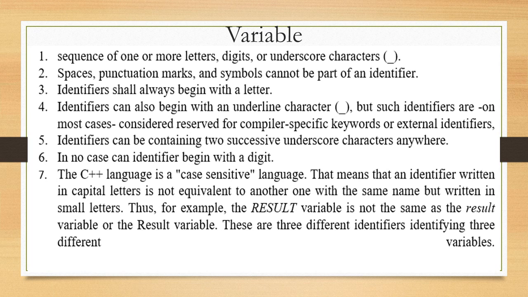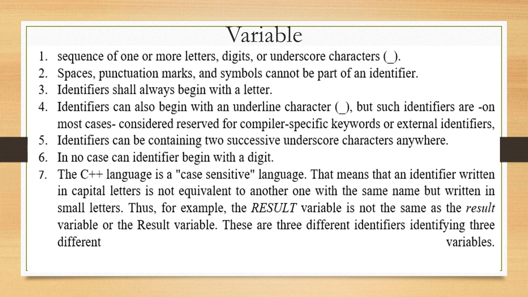What this one is telling us is that a variable or an identifier must contain a sequence of one or more letters. What we mean by letters here is any alphabet A to Z, either in uppercase or lowercase. Then digits refer to 0 to 9, any number. Then of course an underscore.